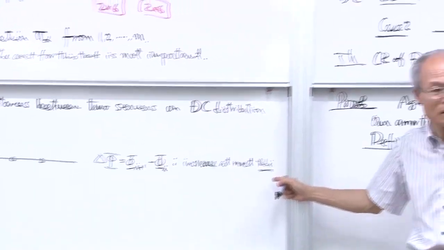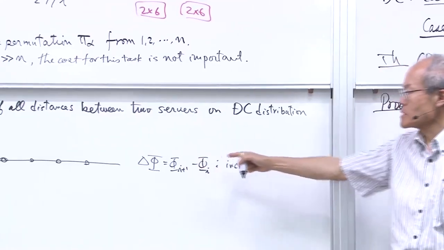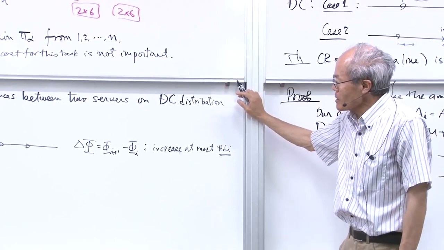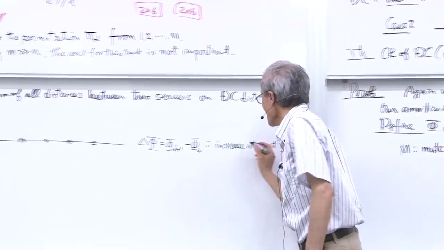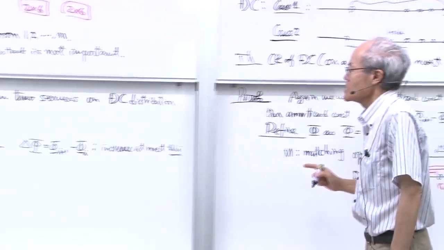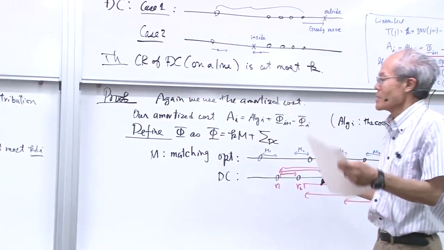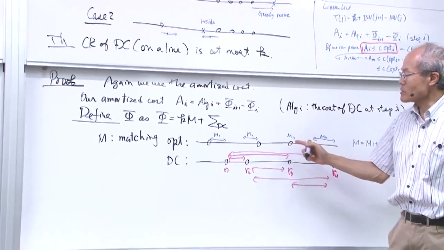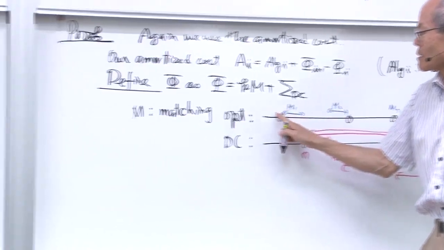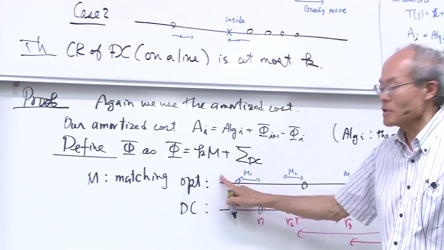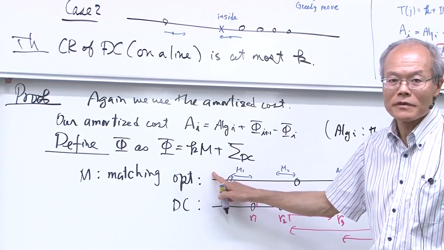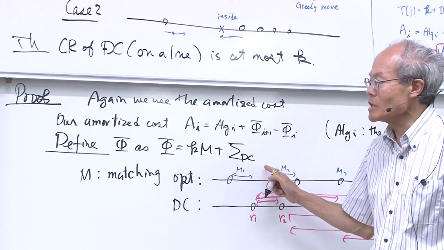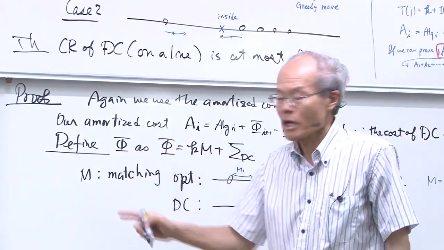Can you see here? What is the increase of phi? That increases at most k d_i. At most k d_i. Why? Now just look at this. The situation is just this server moves here. Then of course this matching value m1 increases by d_i.